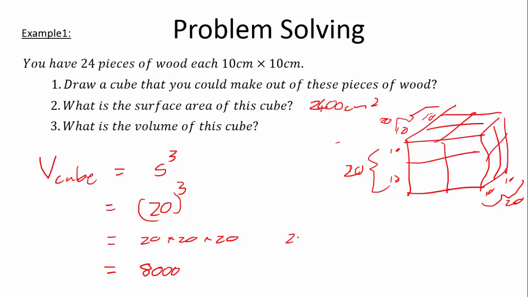We know that 20 multiplied by 20 is equal to 400. So we can say 400 multiplied by 20 with long division.